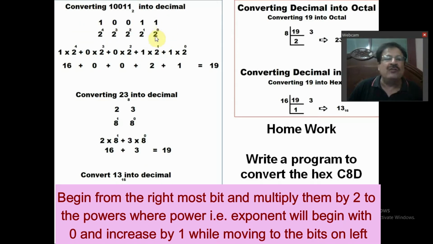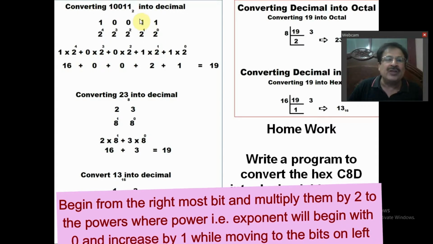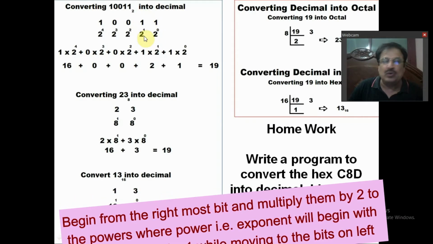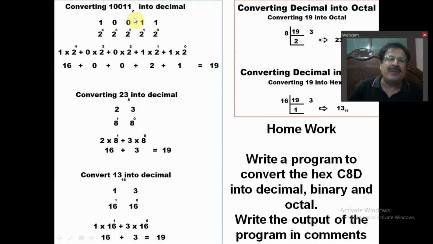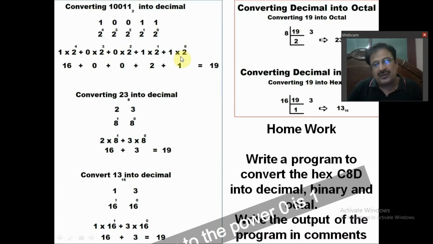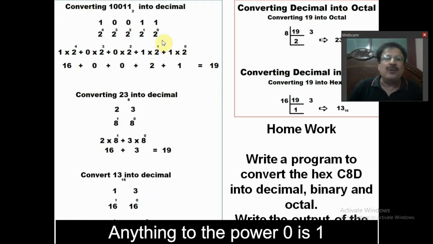So this 1 will be multiplied by 2 to the power 0. This 1 will be multiplied by 2 to the power 1. This 0 will be multiplied by 2 to the power 2 and so on. Anything to the power 0 is 1. So 1 into 1 is 1. 2 to the power 1 is 2.